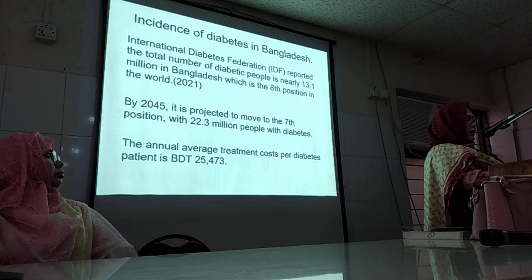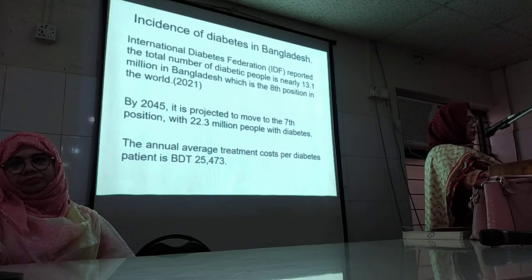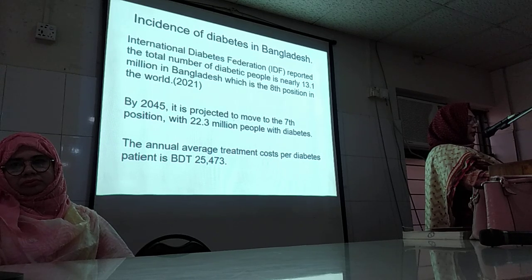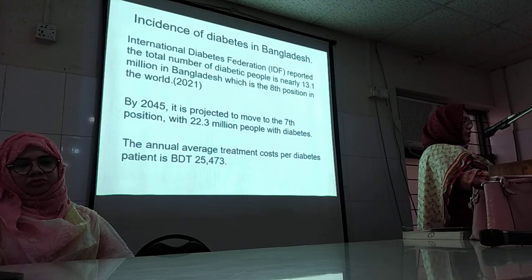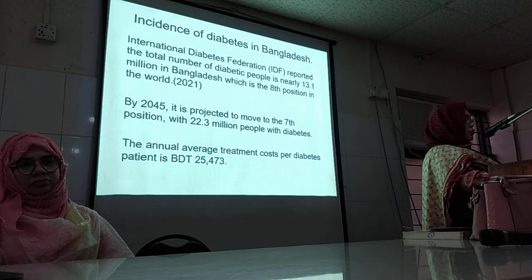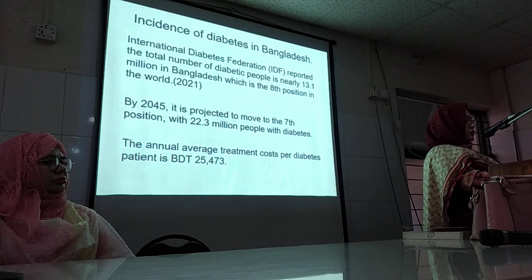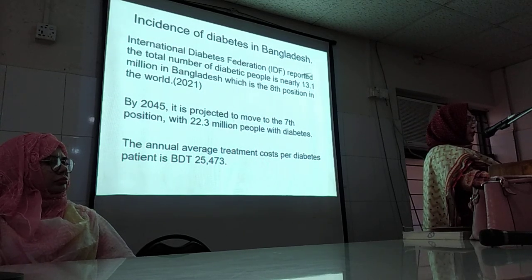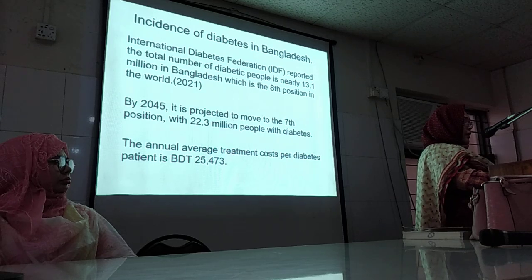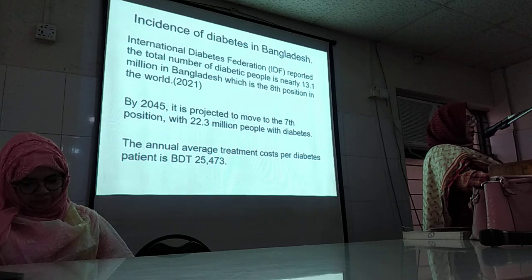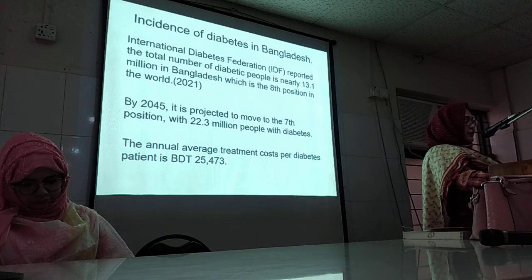Incidence of diabetes in Bangladesh. International Diabetes Federation reported the total number of diabetic people is nearly 13.1 million in Bangladesh, which is the eighth position in the world in 2021. By 2045, it is projected to move to the seventh position, with 22.3 million people with diabetes. The annual average treatment cost per diabetic patient is 25,473 taka only.